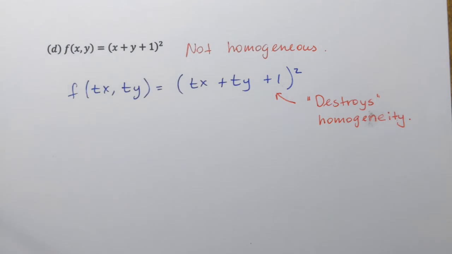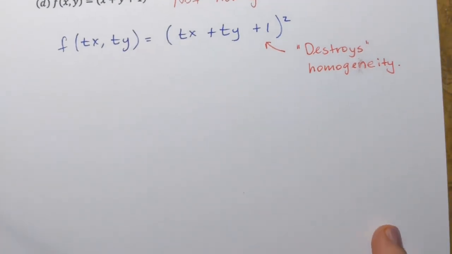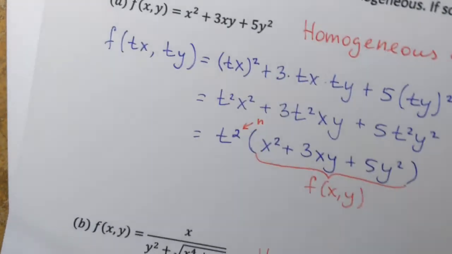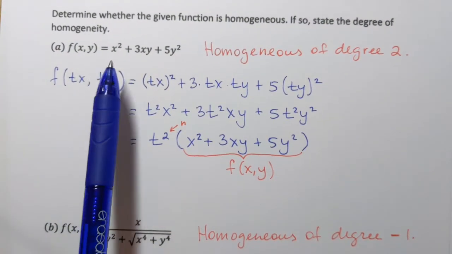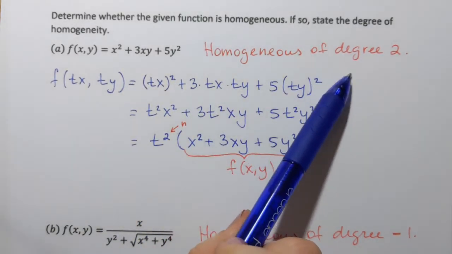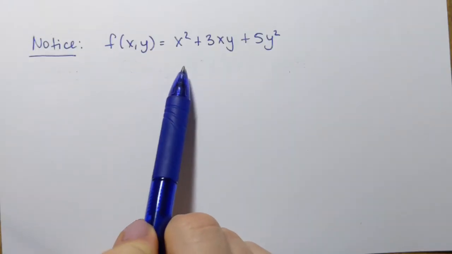Now next, I'd like to show you one interesting and useful property of homogeneous functions. Eventually it's going to lead us to the method of solving homogeneous first-order differential equations. To demonstrate that property, I'm going to take one of the examples that we did, the very first example, right here. Remember this function that we found to be homogeneous of degree 2? Okay, so here's that function.